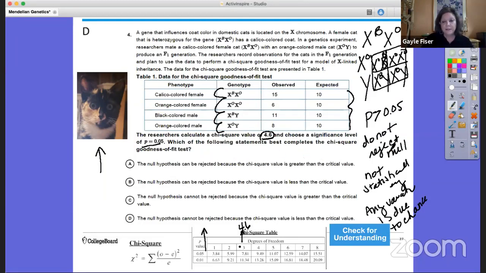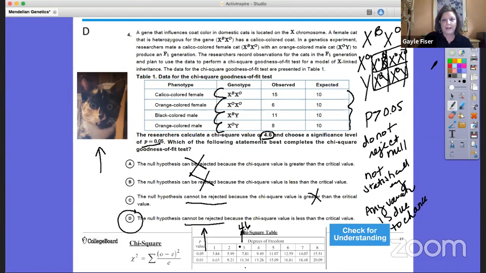So now let's compare it to these answers. The null hypothesis can be rejected. Did we say it could be rejected? No, we said do not reject. The null hypothesis can be rejected? Nope. The null hypothesis cannot be rejected. Okay, I'm good with that, but it's there too, because the chi-square value is greater than the critical value. Is it greater? No. So D, the null hypothesis cannot be rejected because the chi-square value is less than the critical value.